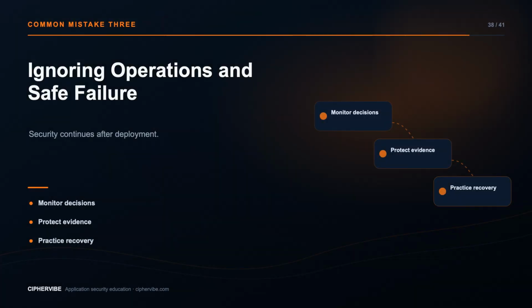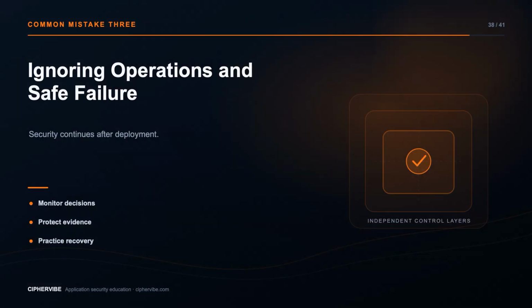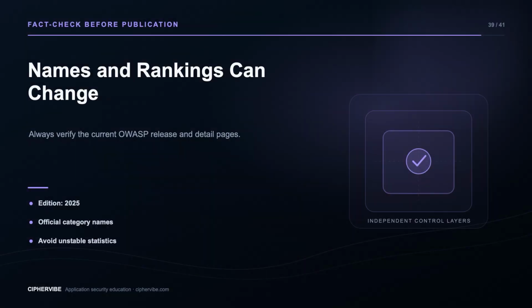Teams often stop at build success. Production introduces real identities, data volume, dependency outages, configuration drift, and abuse. Monitor important decisions, preserve evidence, test alerts, rehearse containment and recovery, and feed incidents back into architecture, requirements, tests, and release controls. Fact-check immediately before scheduling.